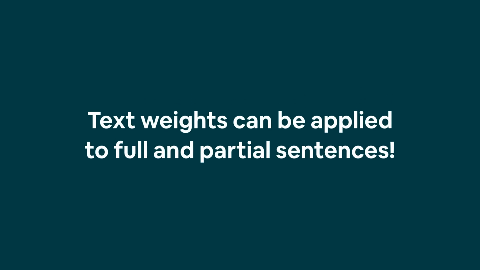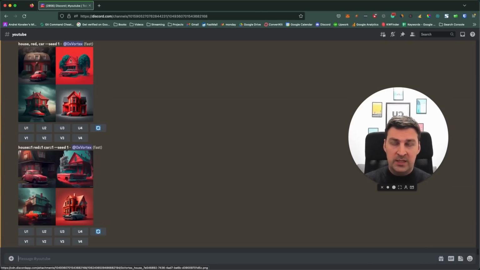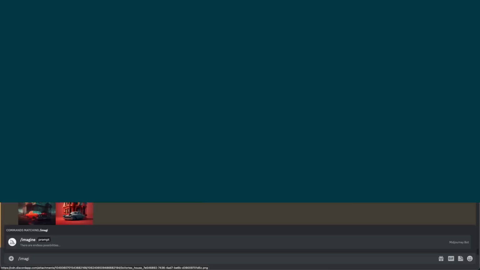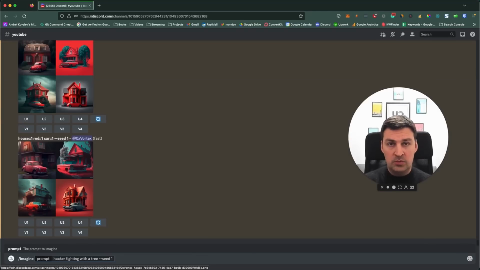So in this particular example that I'm going to do now, I'm going to try to build a scene that shows me a hacker that is trying to fight a tree. I know this is a fairly weird example, but I'm going to pick something quite strange because I want to show you just how well this actually works. So let's start off with the basic sentence. Imagine hacker fighting with a tree. I'm going to enter a seed of 1 and let's see what happens.